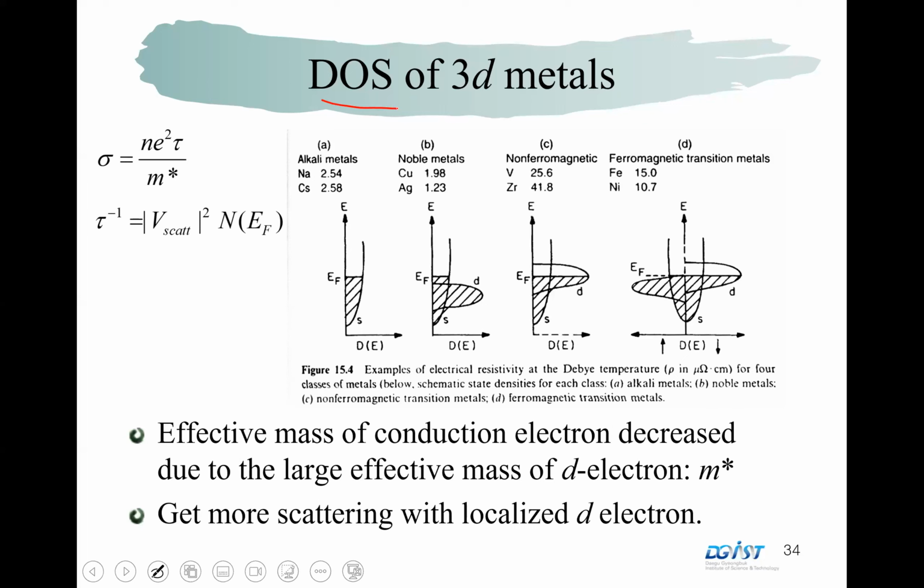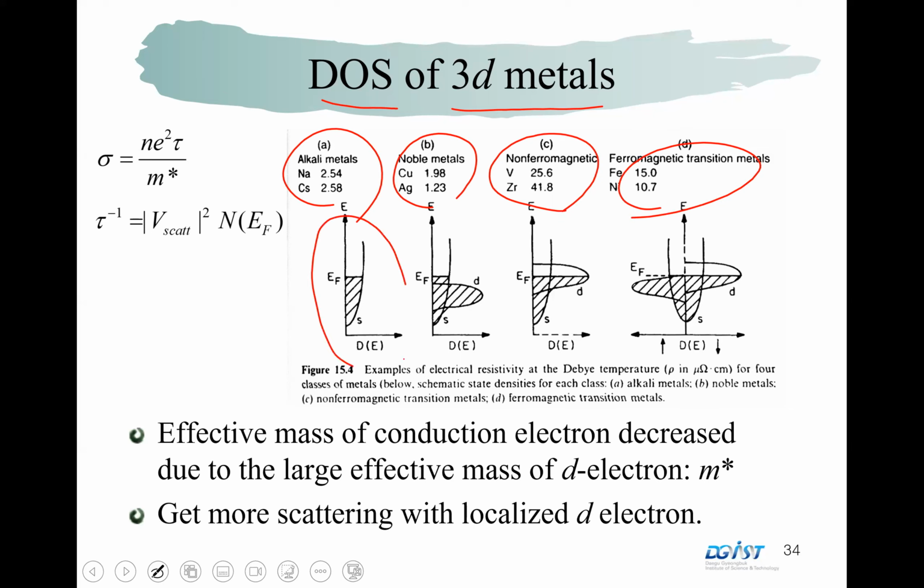Okay, so the density of states, as I mentioned, is very important. And in a 3D metal, this is the alkali metals, for example sodium, and this is copper or silver. This is another 3D metal, vanadium, and this is ferromagnetic materials. And this cartoon is the density of states.